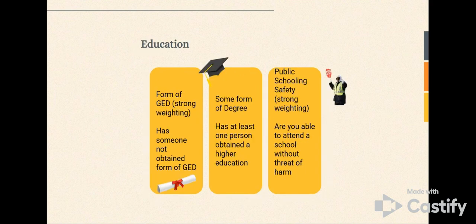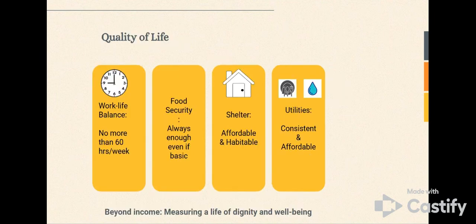Next, we have education, and these questions could be something like, is there anyone in the family who has not obtained a high school diploma or GED? And this question would have more weight than, for example, has at least one person in the household or immediate family received a college degree, which would have less weight. And then another question with potentially more weight than the college education question would be, is the closest public school safe, as in attending does not increase risk to bodily health?